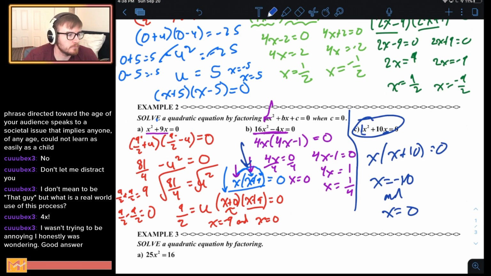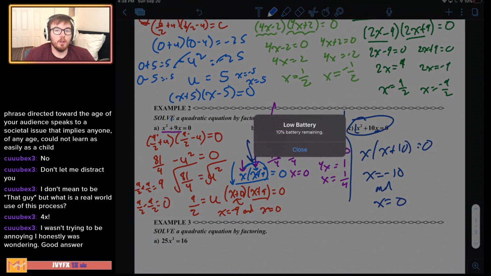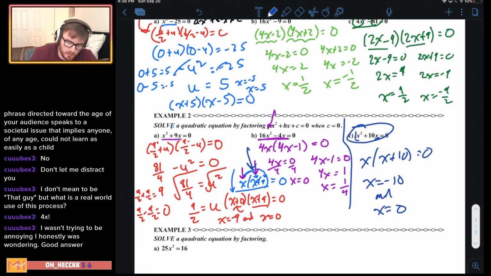Thank you. That does not look like a 10. That looks like gibberish. So the method that, 10%. Oh, crap. Okay.